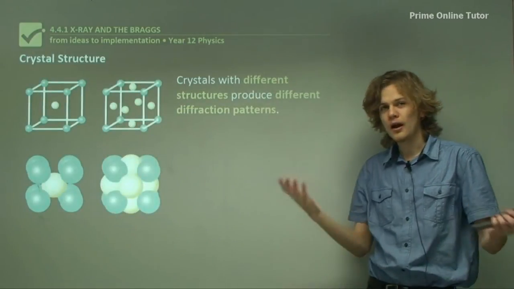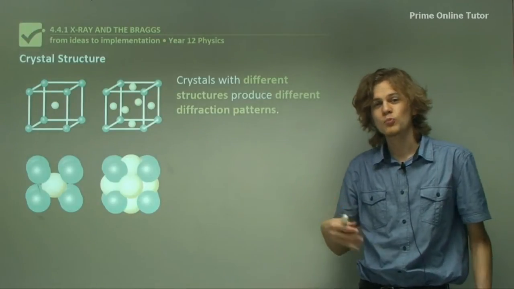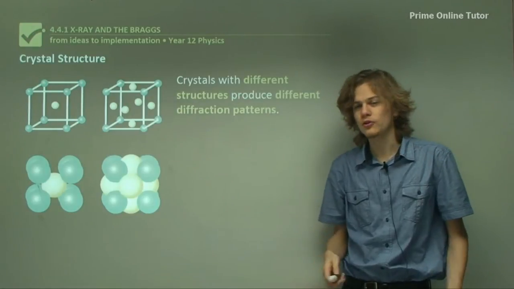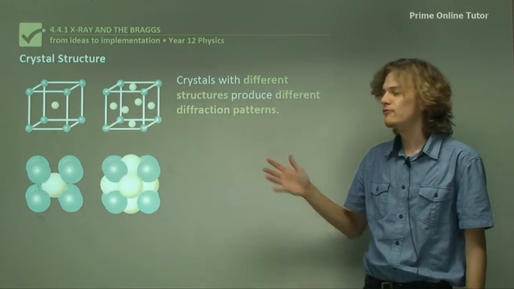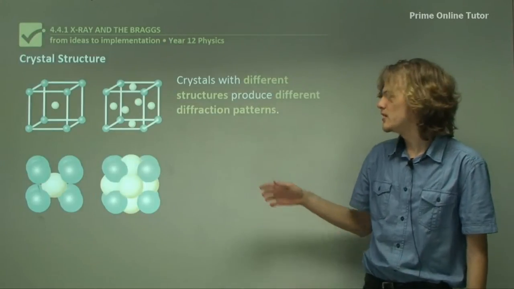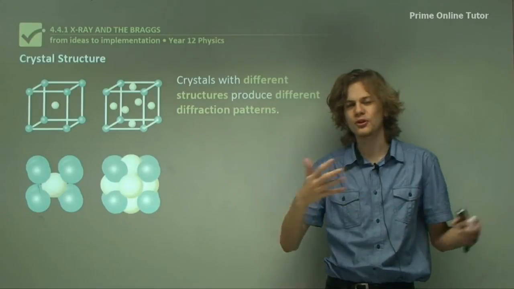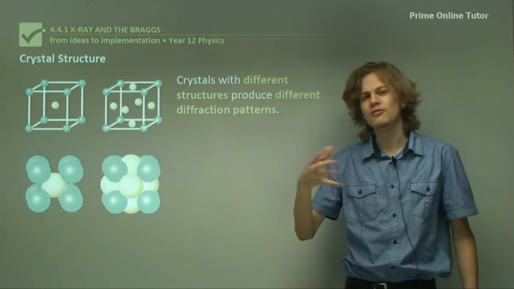So, as it turns out, crystals with different structures produce different diffraction patterns, which intuitively makes sense. We can see a pair of different crystal structures over here. On the left we have a body-centered cubic, and on the right we have a face-centered cubic. You can see that all of them have corner atoms because the unit cells are like cubes, but the other atoms in each unit cell are in different positions.